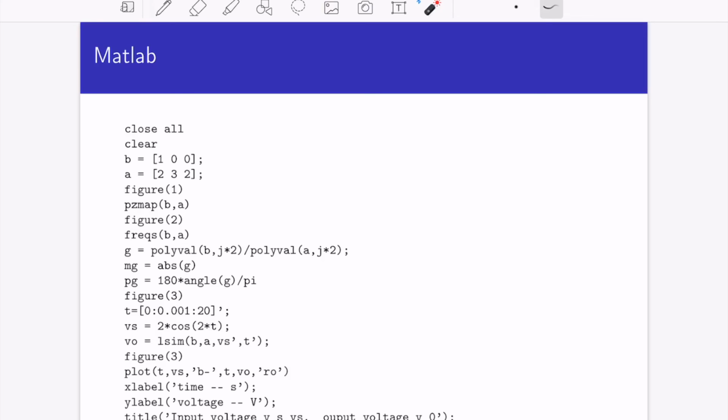I created B and A, okay, and plotted those. I plotted a pole zero map. I plotted freqs, that was our frequency response. And then you can go through some activity here to actually plot your input and output signals. So for those of you who like to do a little MATLAB, here's an example you can follow.